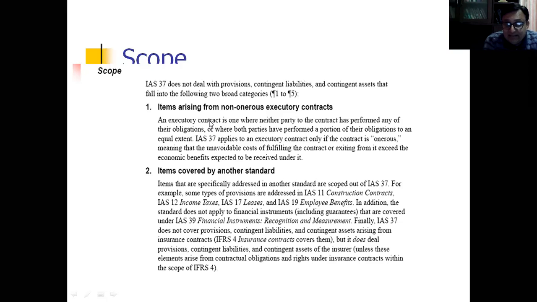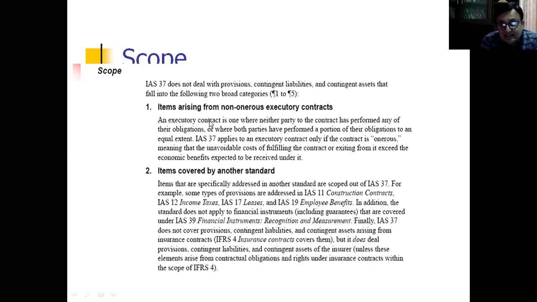If an unavoidable cost is there, that is onerous. So executory means either nothing has been performed by the various parties or it has been performed partly by the various parties, only then this will be treated as an onerous contract. So this will be an obligation only if executory. As far as executory non-onerous contracts are concerned, IAS 37 will not be applicable.